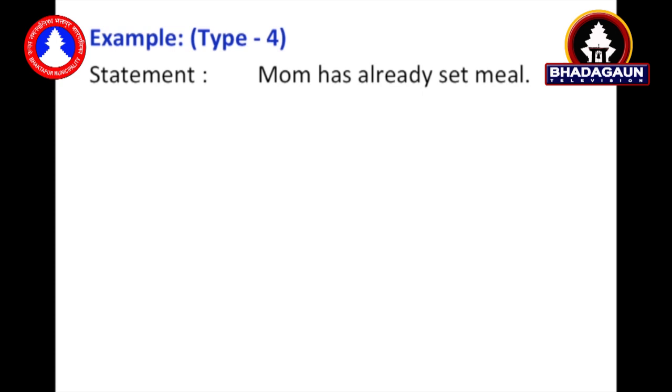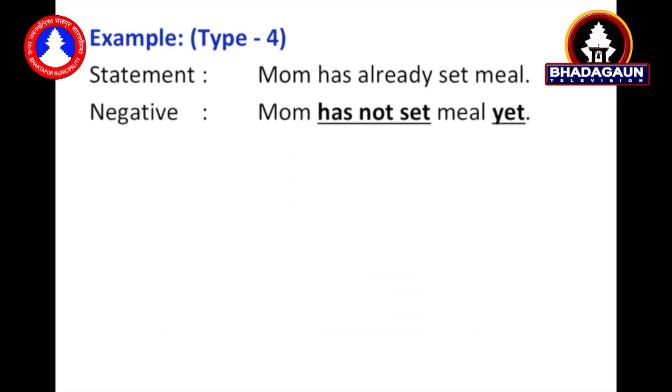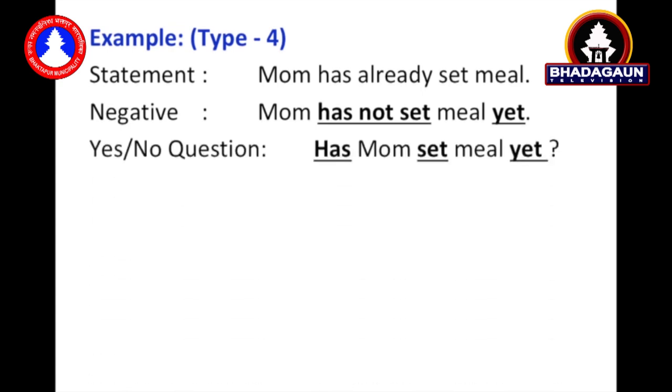Now let's see its negative. Mom has not set the meal yet. And here again one more thing has been done. And what is done here? So already is changed into yet. So, mom has not set the meal yet. And now its question is: has mom set the meal yet? Now again in the yes-no question also, already is changed into yet. And yet is used at the end of the sentence.